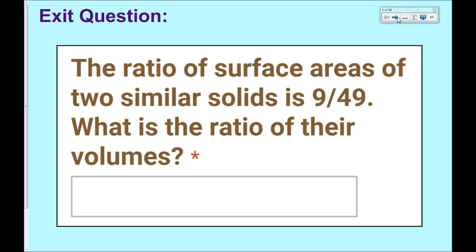Today we're going to tackle section 12.7, the volume of similar solids. Up on this screen, you'll see our exit question for the day.